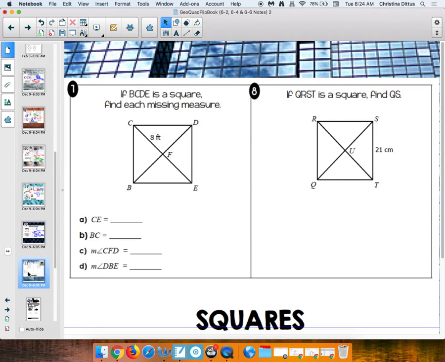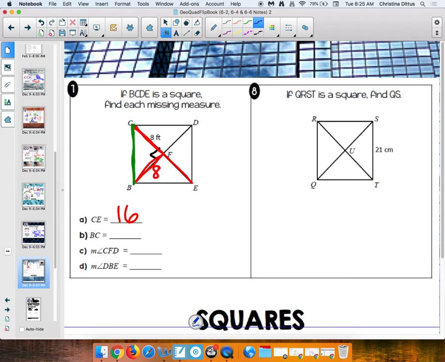So, to find CE, this whole diagonal, 16. How'd you get it? It's bisected, so if this is 8, this has to be 8 also. 16. If I need to find a side length, BC, first off, what do I know about this middle angle? 90. If this is 8, how much is this side? 8. We got a right triangle again. Do I know my hypotenuse?